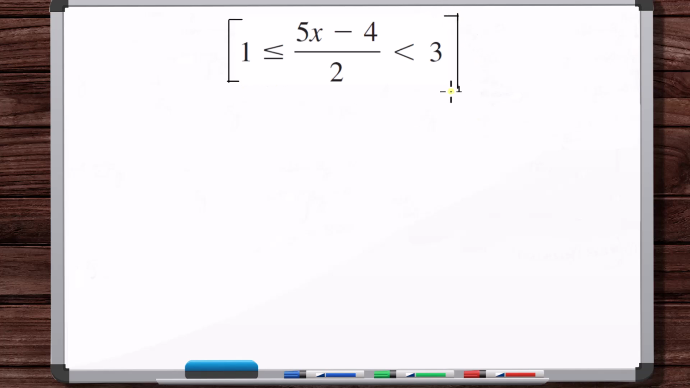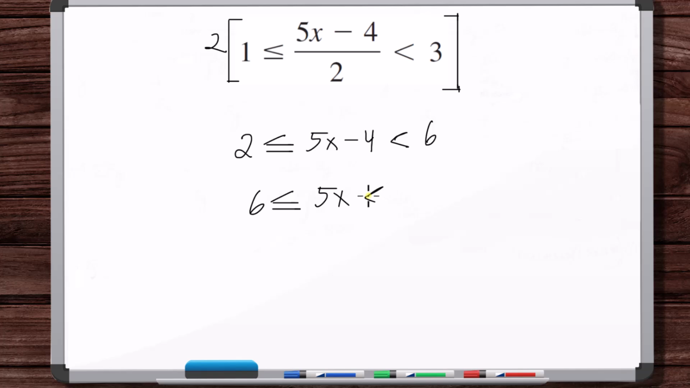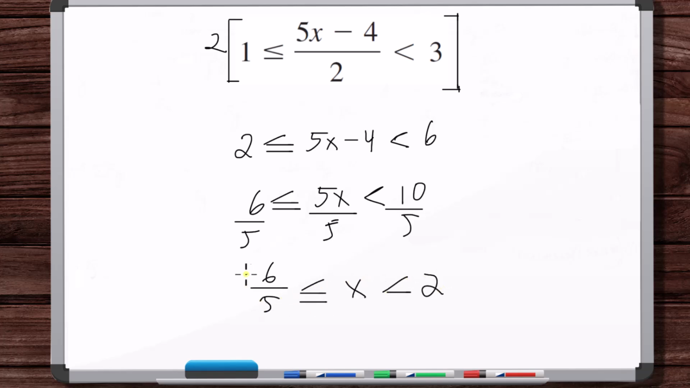So let's multiply this entire inequality by 2. That's positive, so we don't need to flip anything. Okay, let's add 4 to this entire inequality. So 4 plus 2 is 6. Okay, now let's divide everything by 5. We're not going to need to flip anything because 5 is positive. And there it is.